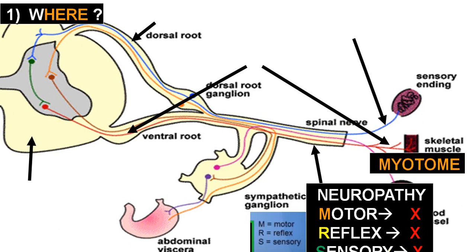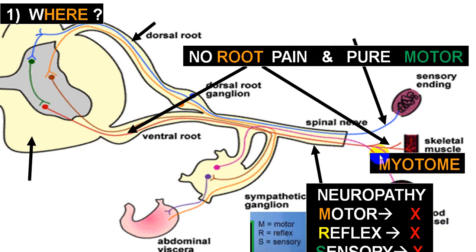If you get only motor fiber which is supplying a muscle, then you have got a myotome distribution. If you have got a ventral root involvement, there will be no root pain, very peculiar, and it will be a pure motor involvement which will be in a distribution of this nerve root. Say if this is coming from C5, so whichever muscle is supplied by C5 root, those muscles will be involved.